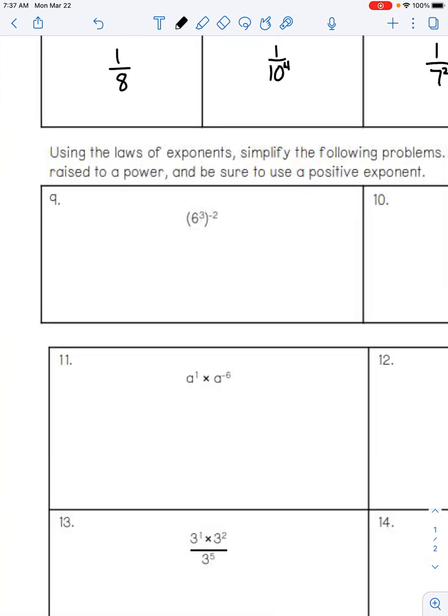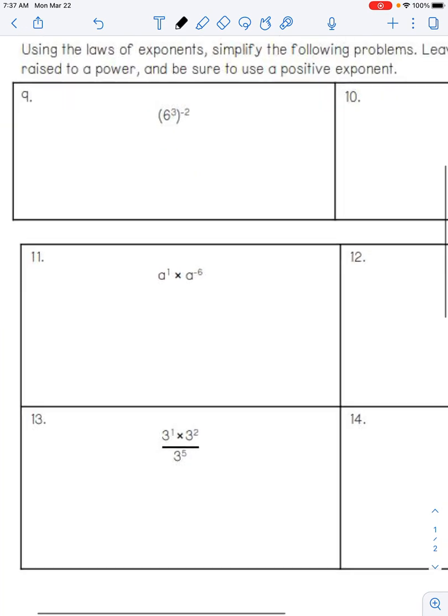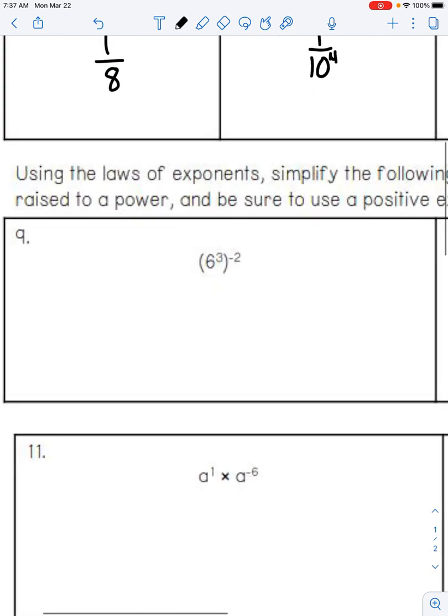Now let's go through and simplify 9 through 14. So on 9, I notice the power rule. So the first thing I do is I keep the base, multiply the exponents. 3 times negative 2 is negative 6. Well, we can't have negative exponents, so that becomes 1 over 6, and your exponent becomes positive, 1 over 6 to the 6th power.